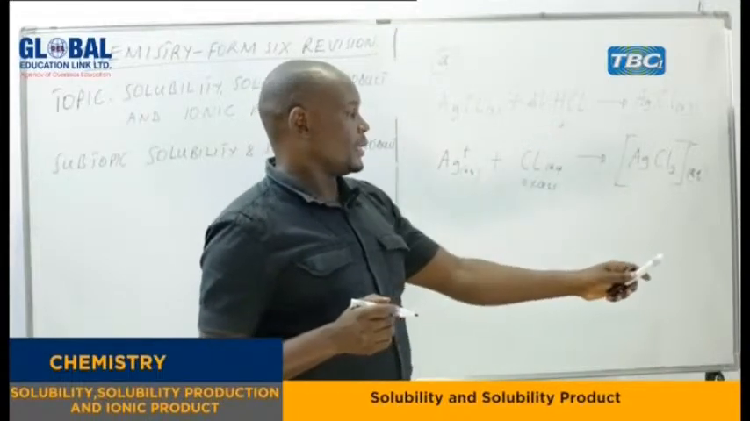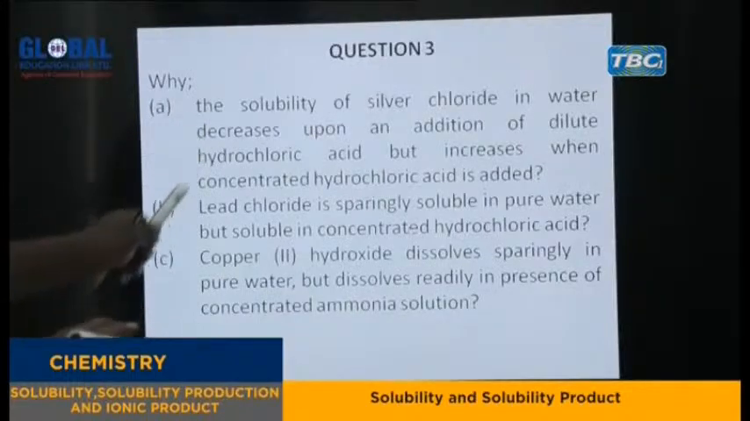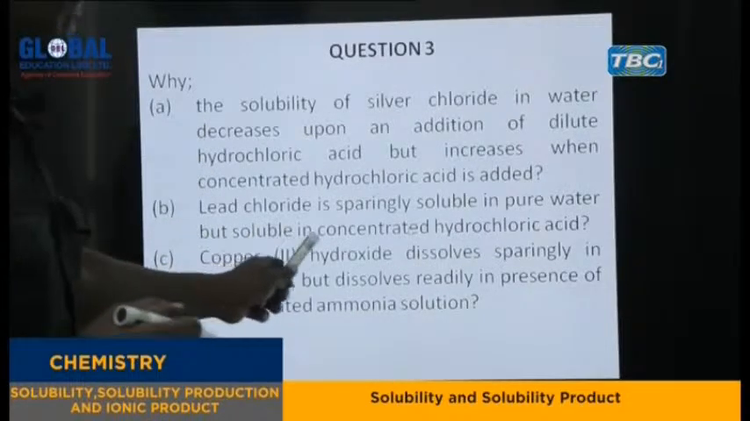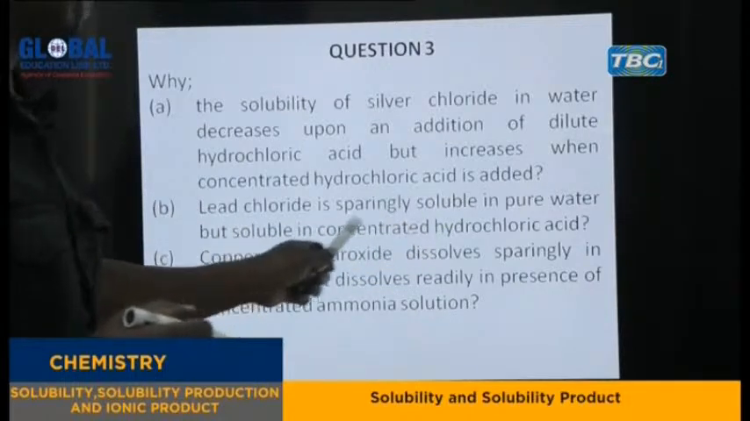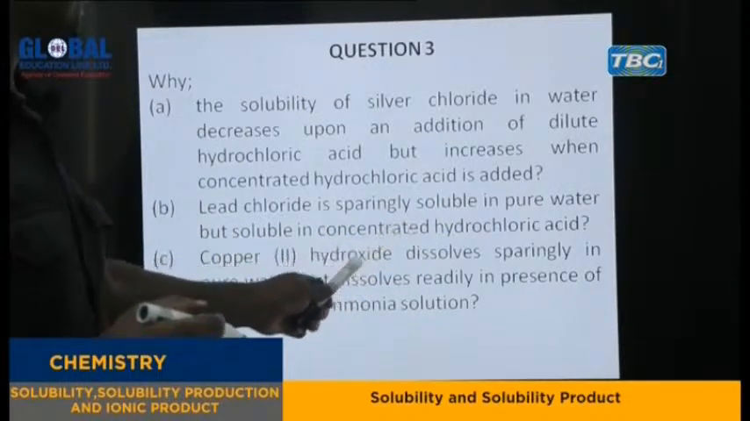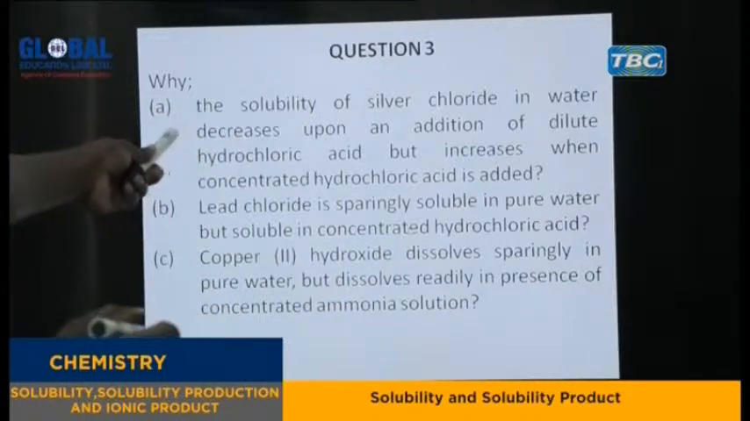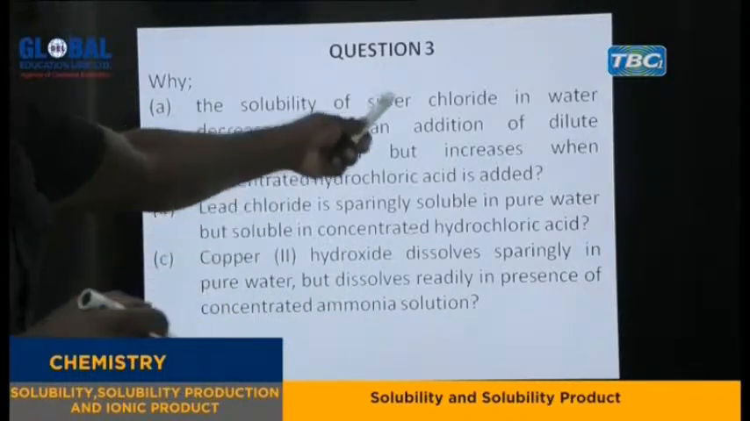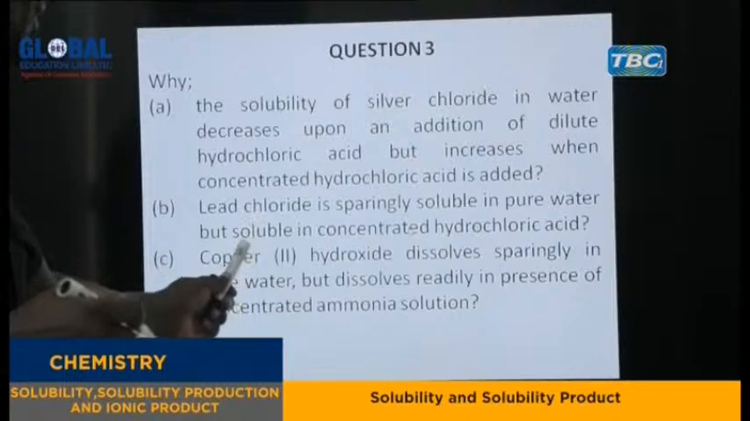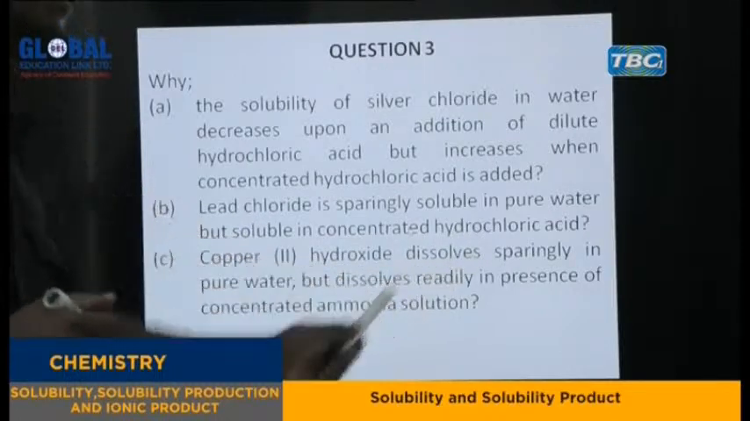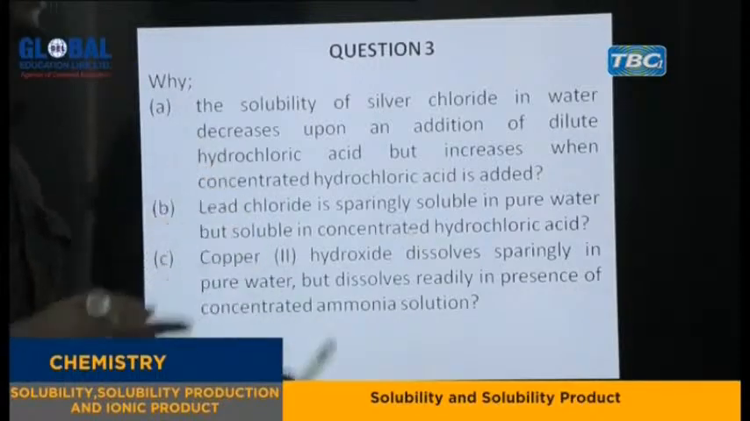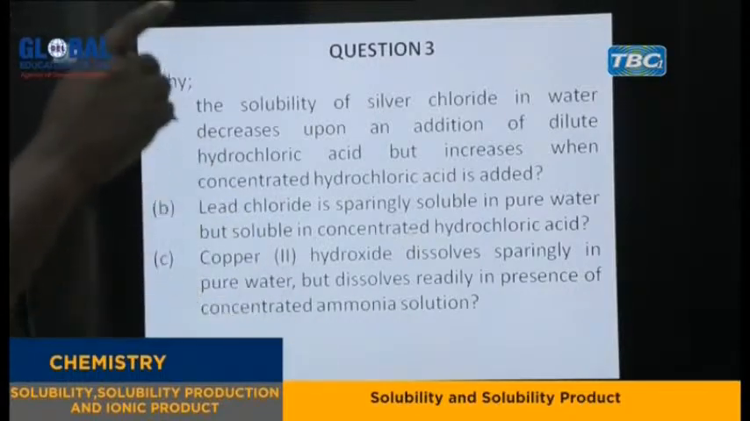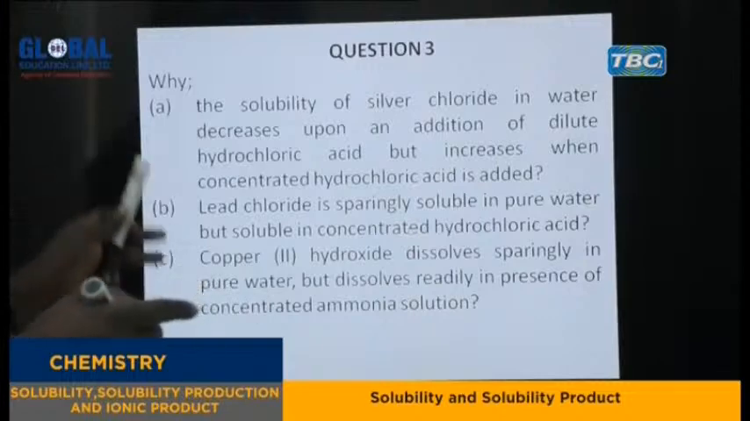Now if we consider the second part of the third question, that lead chloride is sparingly soluble in pure water but soluble in concentrated hydrochloric acid. This is the same as what we have discussed above, but here, instead of silver chloride, it is lead chloride. In concentrated hydrochloric acid, there are more chloride ions that will react with lead and lead to formation of a complex compound of lead.